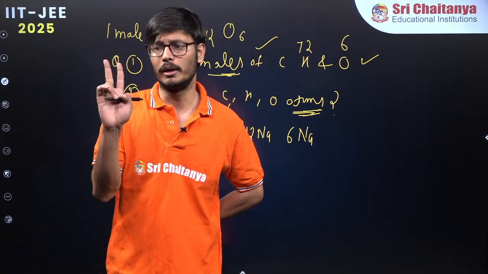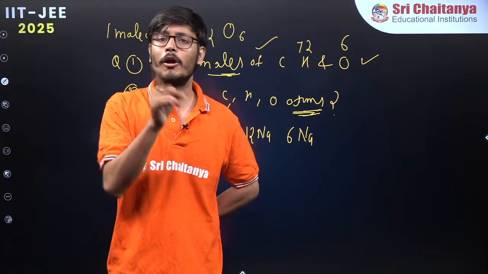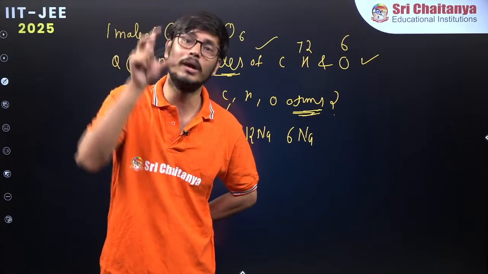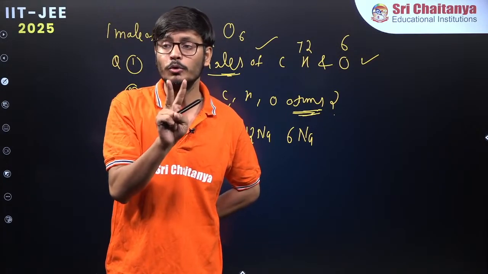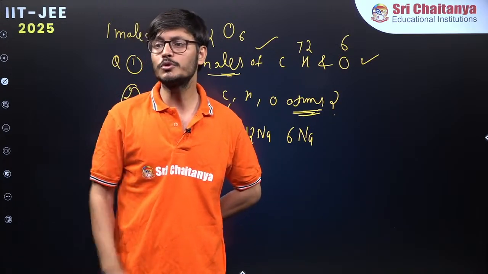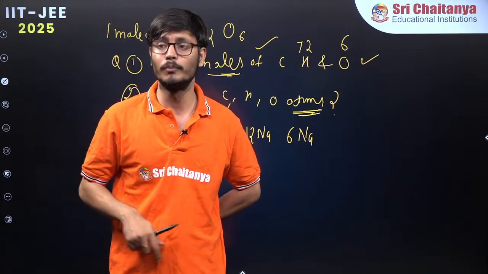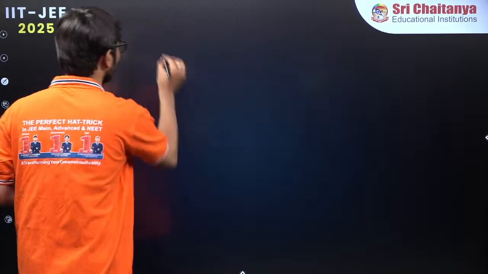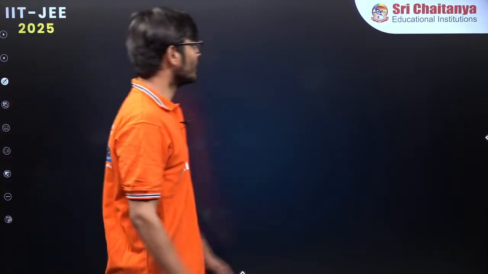So we have 2 formulas. Formula number 1: number of moles is equal to given mass by molar mass. Formula number 2: given number of particles by Avogadro number. So we have two formulas for number of moles. We have a third formula for number of moles. Okay, let me ask one more question.